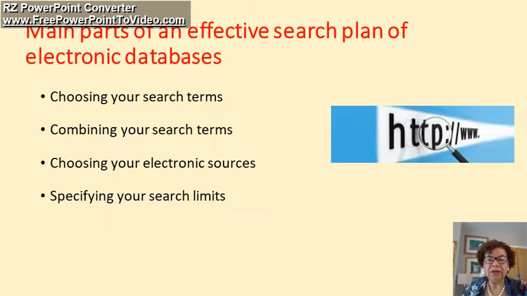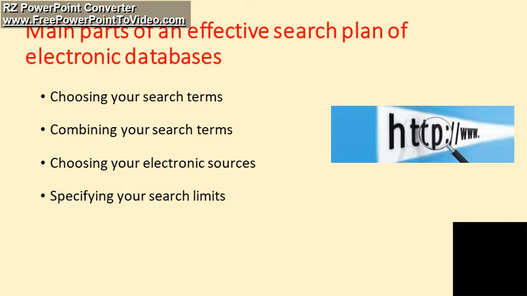You've structured your question. You now need to develop a search plan so you can cover all the relevant literature. There are 4 main steps for this stage: choosing your search terms, combining those terms, and choosing which electronic sources you will include. As you go into the detailed search, which we won't be covering today, you would need to specify search limits, and these could include, for example, years of publication or language of publications.